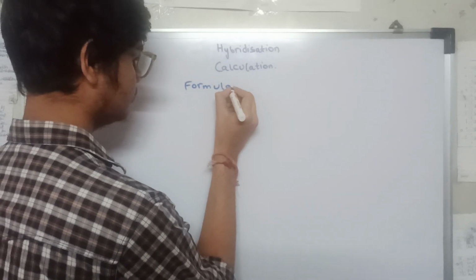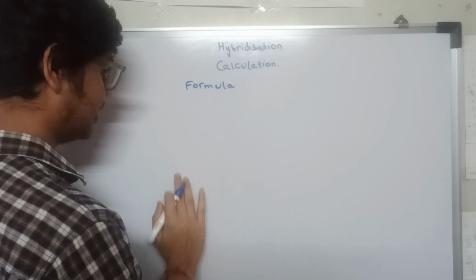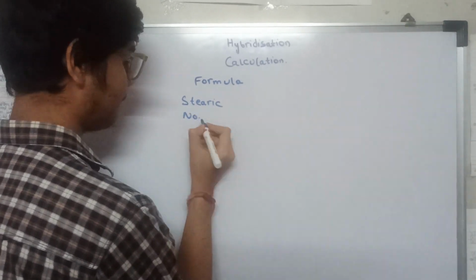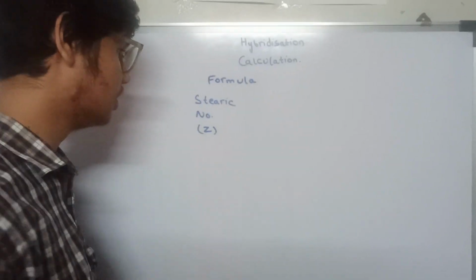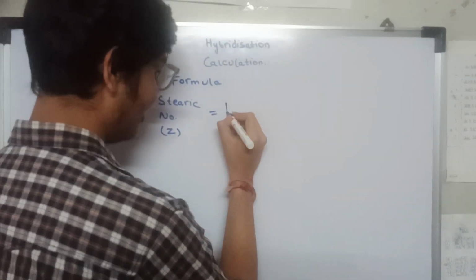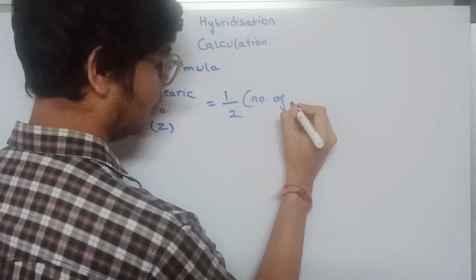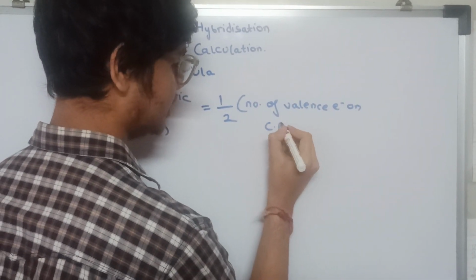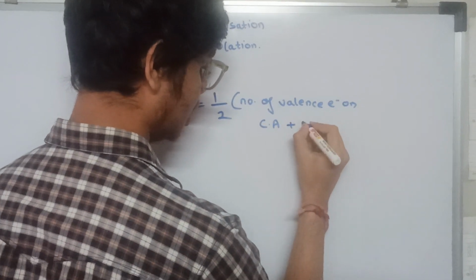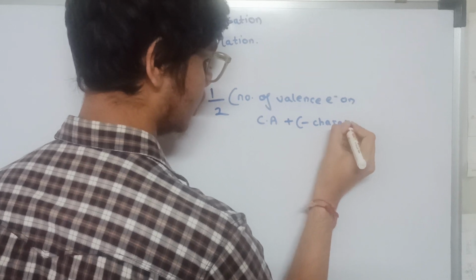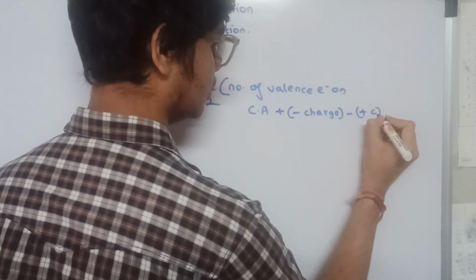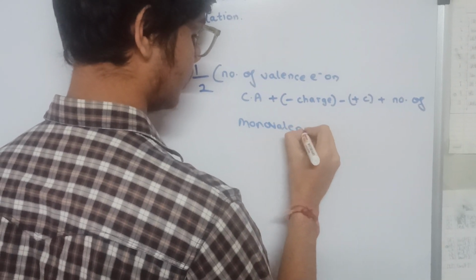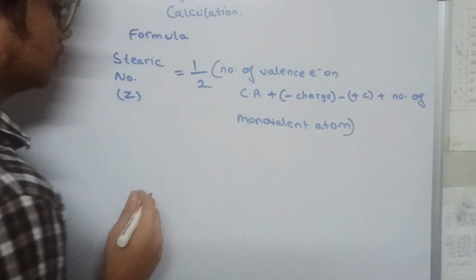Formula. Okay, what is the formula? We can write it as steric number, or we write it here as Z, is equal to, see properly, half the number of valence electrons on the central atom (C is the central atom) plus negative charge minus positive charge plus number of monovalent atoms. Okay, please note this formula.